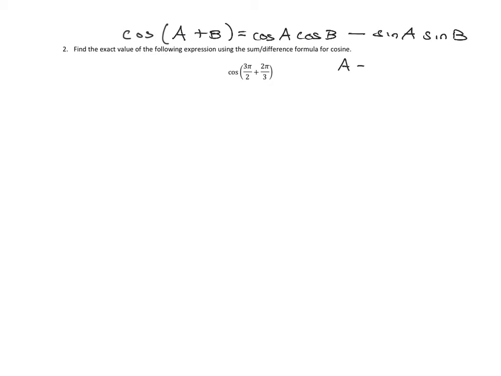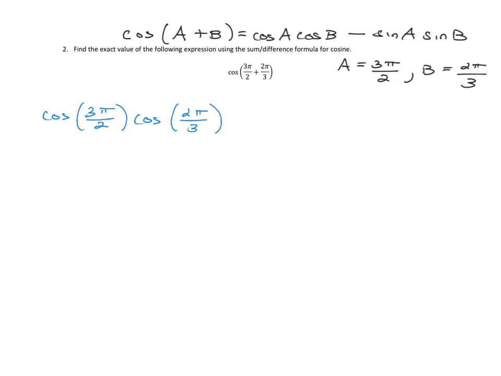So here A is equal to 3 pi over 2, and B is equal to 2 pi over 3. What I will do is directly plug this information into this side of the identity. We have the following. We get cosine of 3 pi over 2 times cosine of 2 pi over 3 minus sine of 3 pi over 2 times sine of 2 pi over 3. We have to now figure out the exact values for these four trig functions.